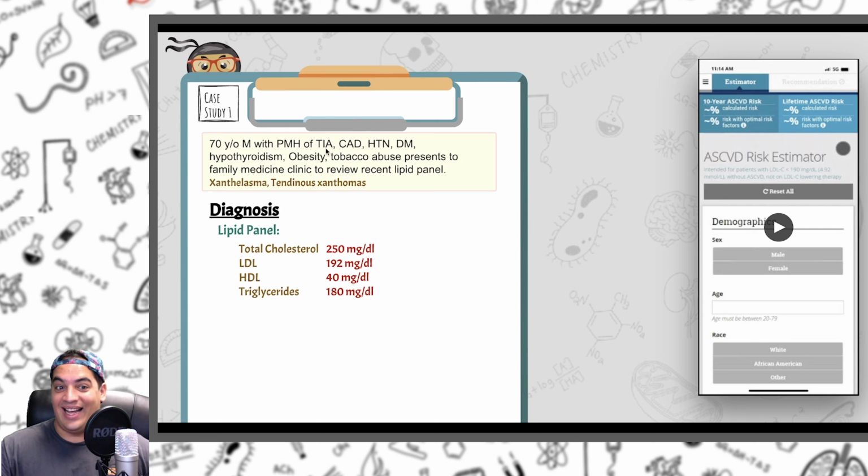He had a TIA. He had coronary artery disease. So because of this, he's had clinical ASCVD. He also has xanthelasma. He has xanthomas. Whew, this guy's all messed up.